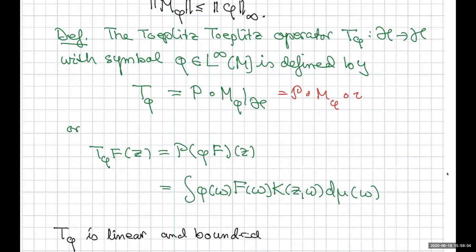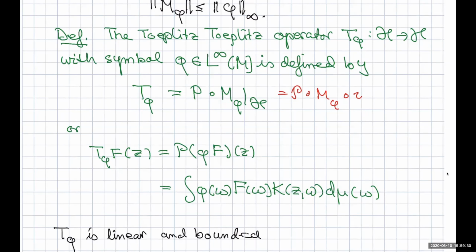You can then write it down because we know the formula for the orthogonal projection. It is just the integral against the reproducing kernel. So this is really a fundamental formula, because from it one can prove all kinds of properties of those Toeplitz operators. This is an integral operator.